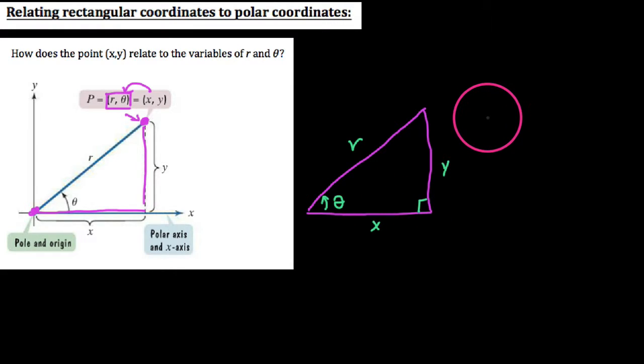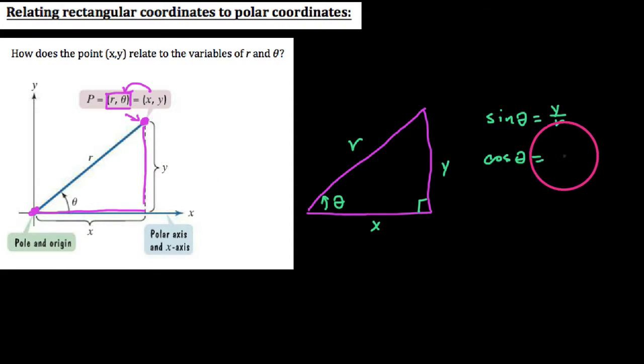With SOHCAHTOA mathematics, let's write down a few things that we know here, starting with sine. The sine of our angle theta would be equal to y over r. Certainly this is the definition of sine in the xy coordinate plane. Likewise, we can find the cosine of theta by expressing it as x over r. And then also the tangent of theta is opposite over adjacent, y over x.